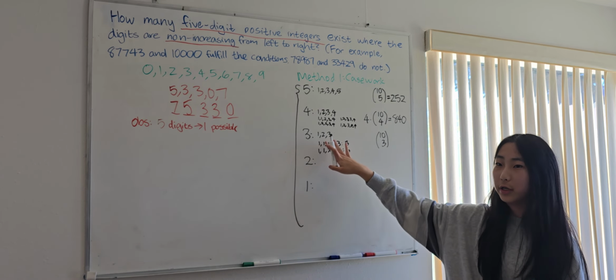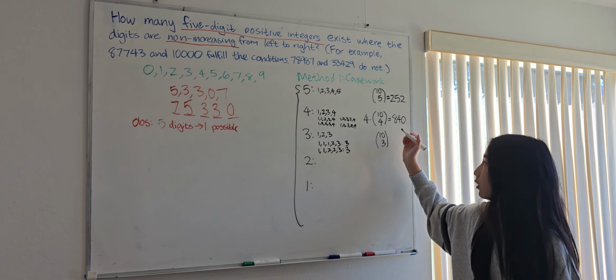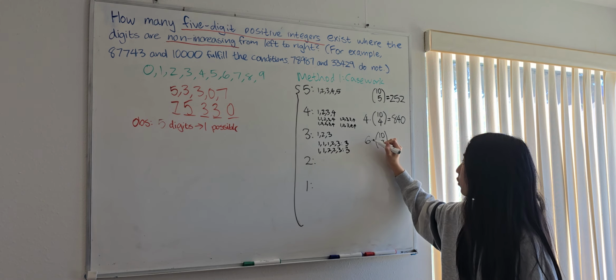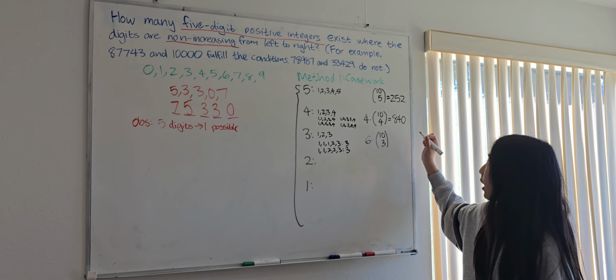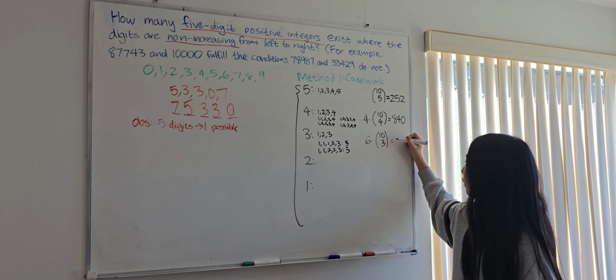Therefore, for any 3 digits that we choose, we would actually end up with 3 plus 3, or 6 different sets. So we would multiply 10 choose 3 by 6, and we would end up with the total number of possibilities for this case as 720.